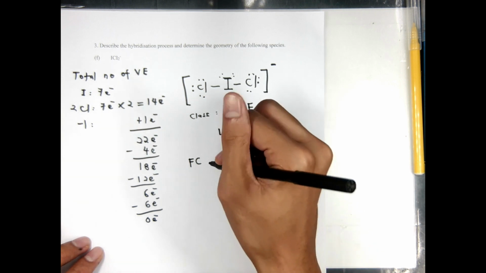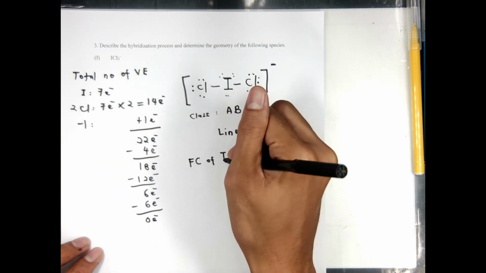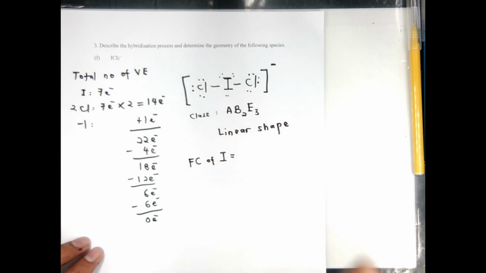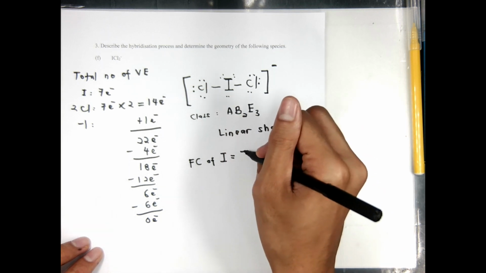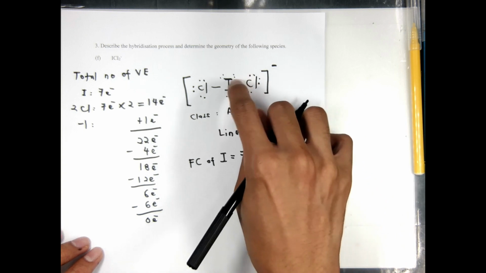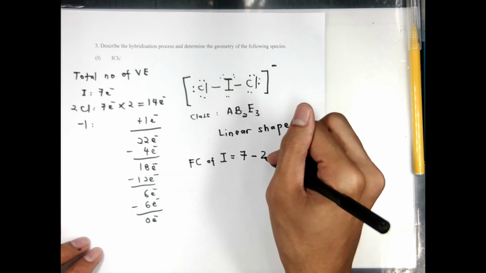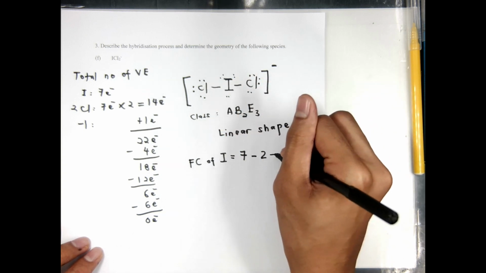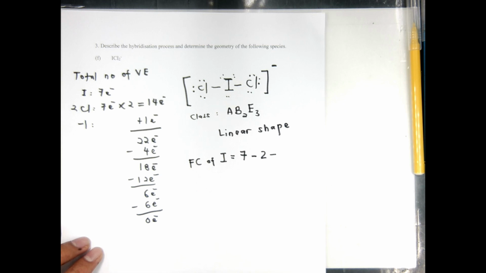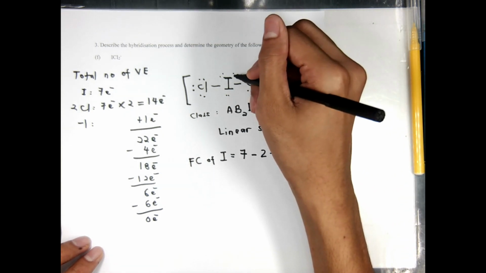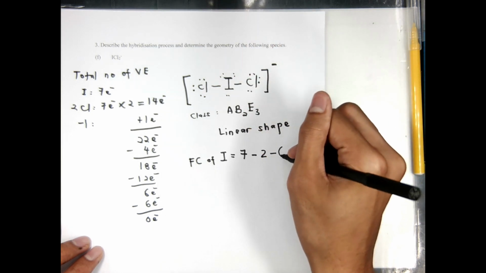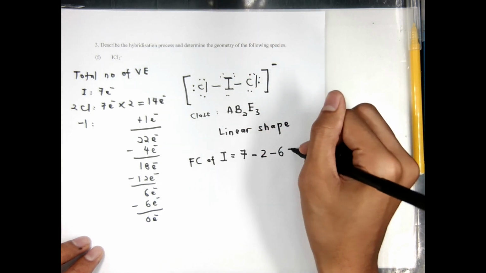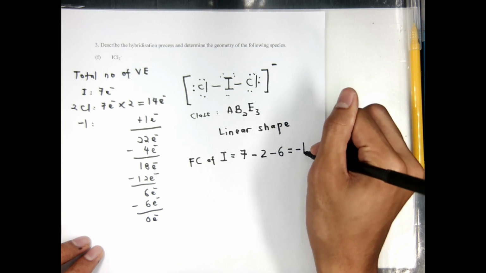So the formal charge of iodine. Iodine has 7 valence electrons, minus 2 bonding pairs, 1 and 2, and then minus the lone pair electrons. We have to count 1 by 1: 1, 2, 3, 4, 5, 6. So we have 6. So 7 minus 2 minus 6, you will get negative 1.